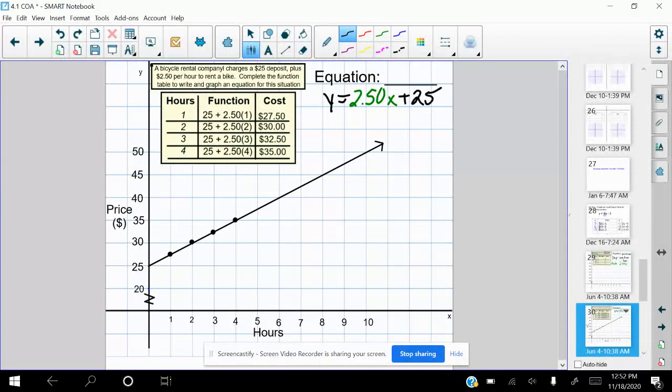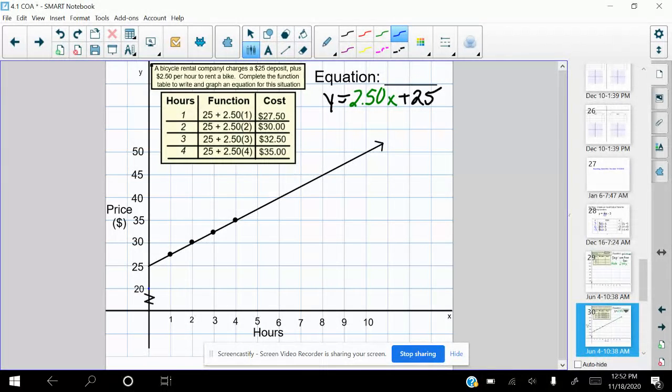So now that we have it within a function, well, we can plug in some numbers, or we can just look at the graph. If I were to ask you, how much would it cost for 10 hours? Well, we can look at the graph to determine that. We can look at the graph and find 10 hours and figure out how much money it's going to be for 10 hours. So please try that now. How much money would it cost to rent this bike for 10 hours?